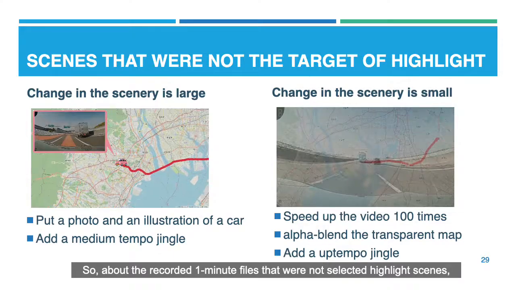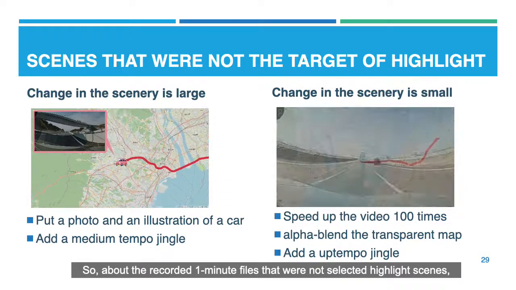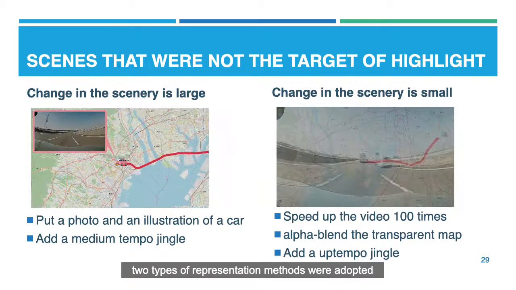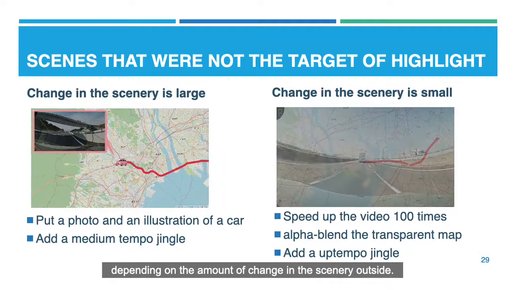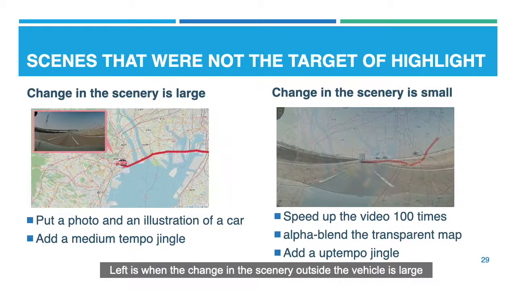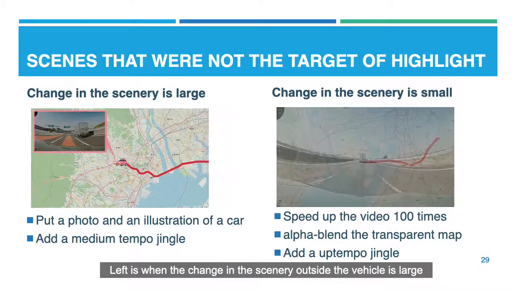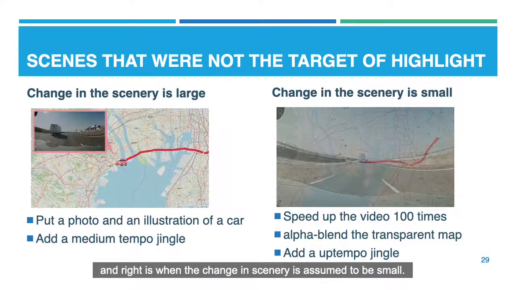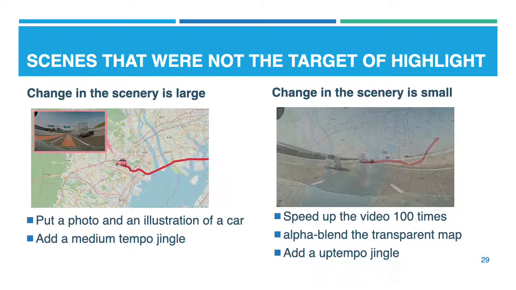So, for the recorded 1-minute files that were not selected as highlight scenes, two types of representation methods were adopted, depending on the amount of change in the scenery outside. Left is when the change in the scenery outside the vehicle is large, and right is when the change in scenery is assumed to be small.